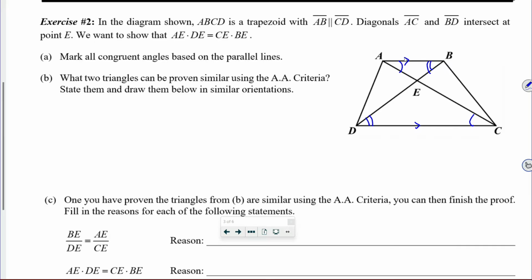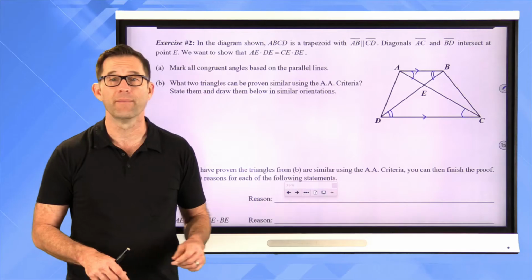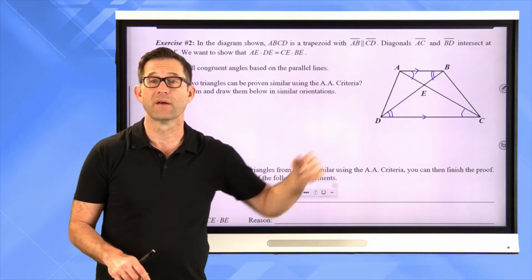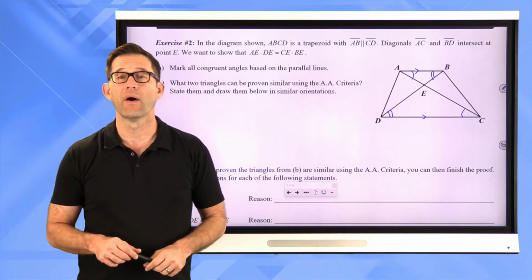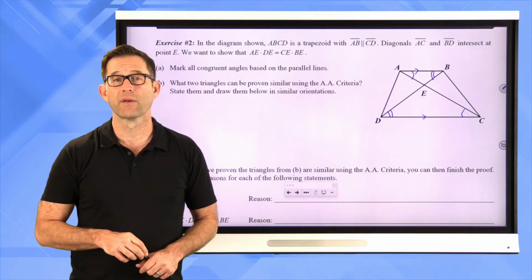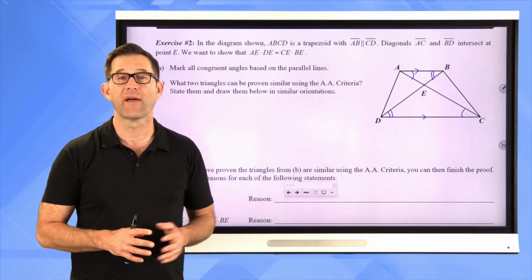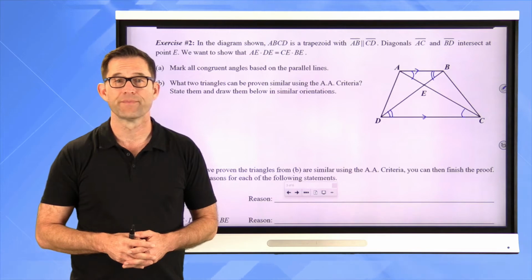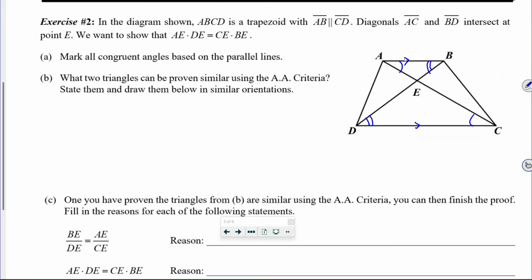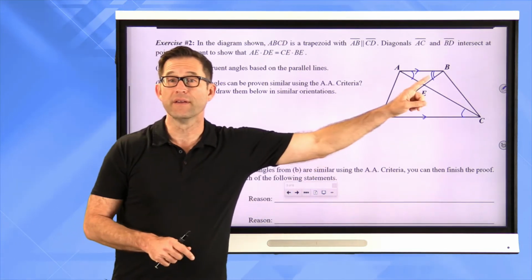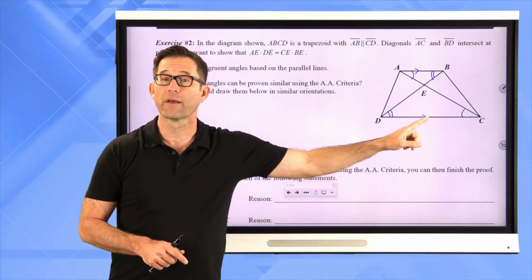What two triangles can be proven similar using the angle-angle criteria? State them and draw them below in similar orientations. All right, well, it should be pretty obvious based on this picture. Pause the video now and tell me what two triangles are similar based on the angle-angle criteria, and then we'll work together on drawing pictures of them. All right, well, clearly it's the triangle up here and the triangle down here.